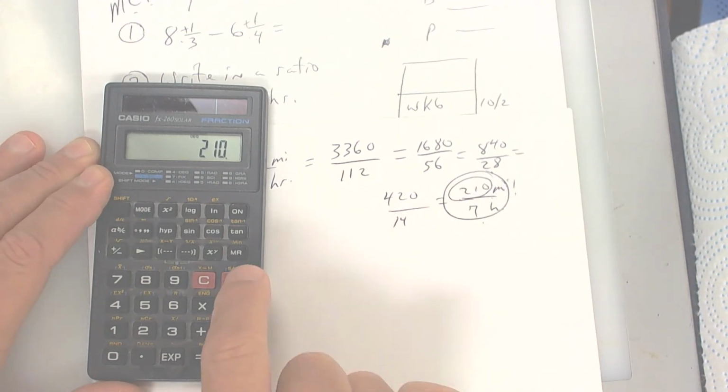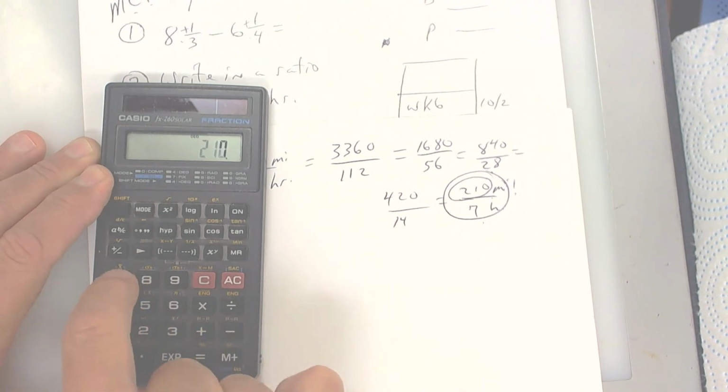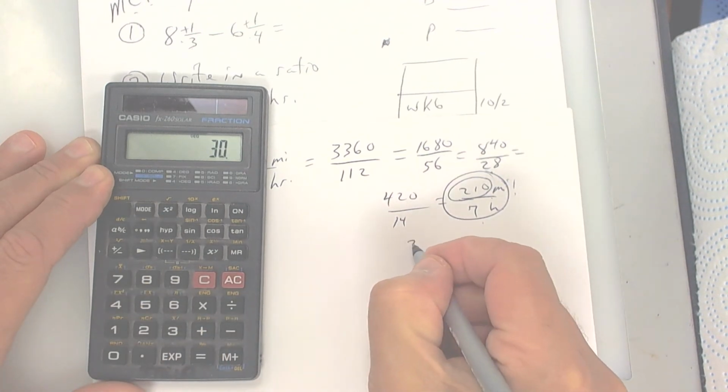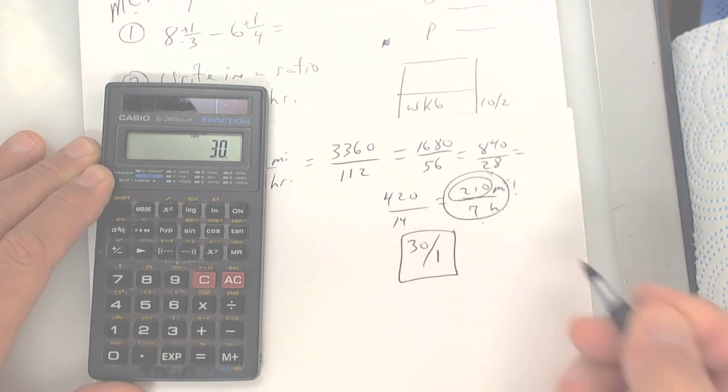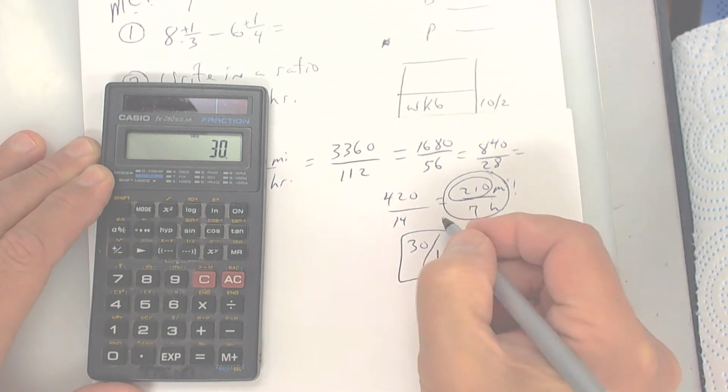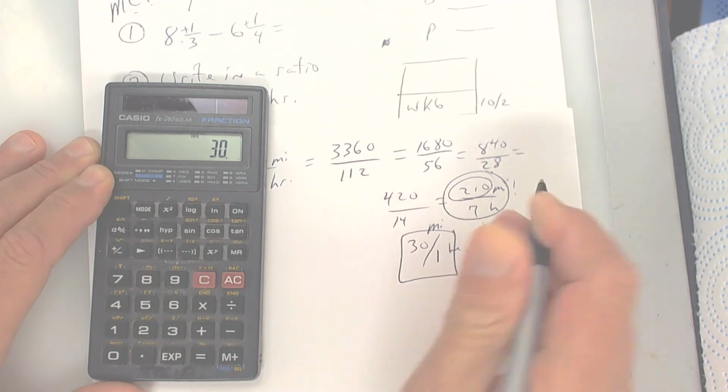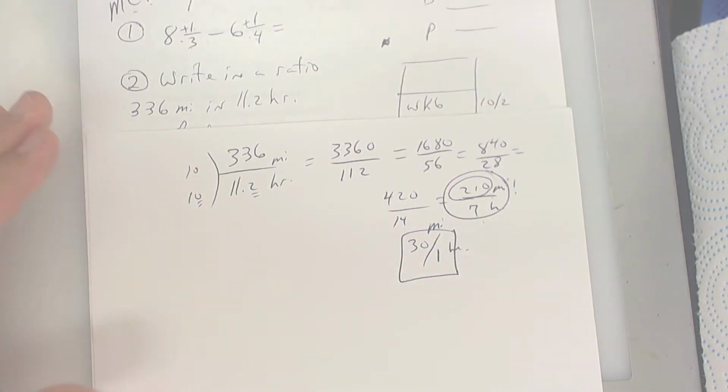Let's figure out 1 mile. Divide it by 7, or 1 hour rather. So you go 30 miles in 1 hour. And that's the answer right there. 30 miles in 1 hour. Okay? This is on your test, okay?